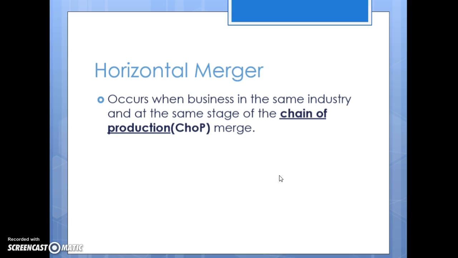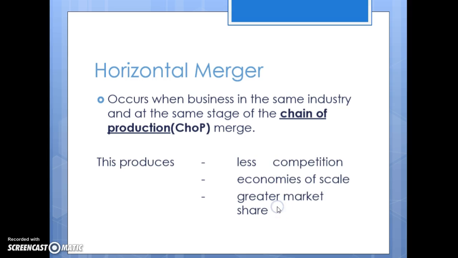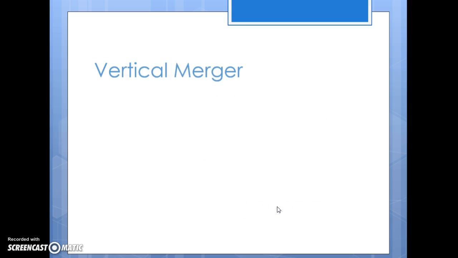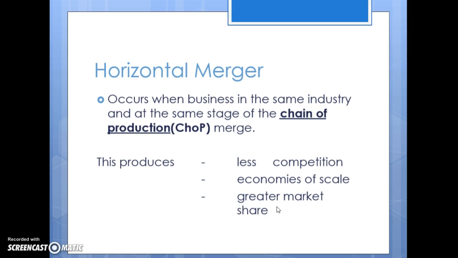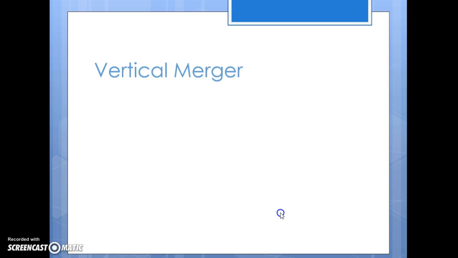One might be much better with using saws. The other one, for example, might be much better at milking cows. Put it together and that could be an example of a merger. But they're at the same stage of the chain of production. So this, therefore, as with any sort of merger, means less competition, gaining economies of scale, and hopefully greater market share.